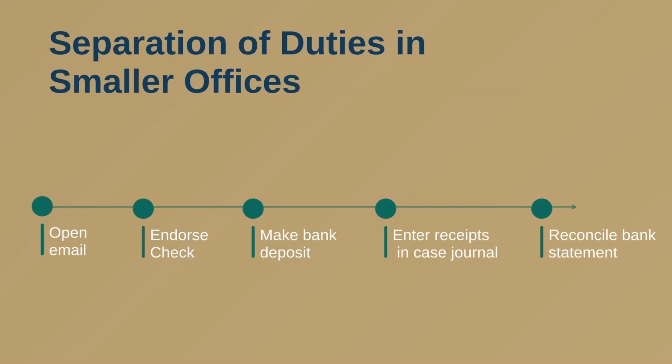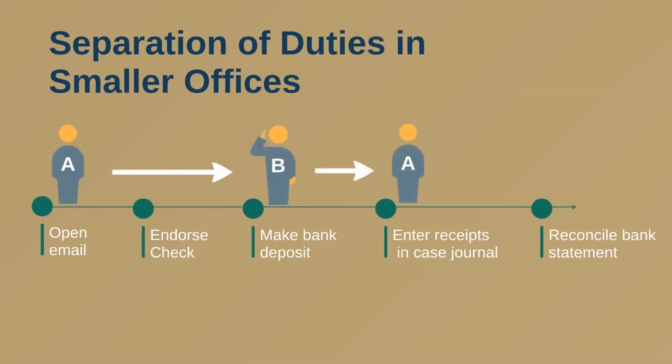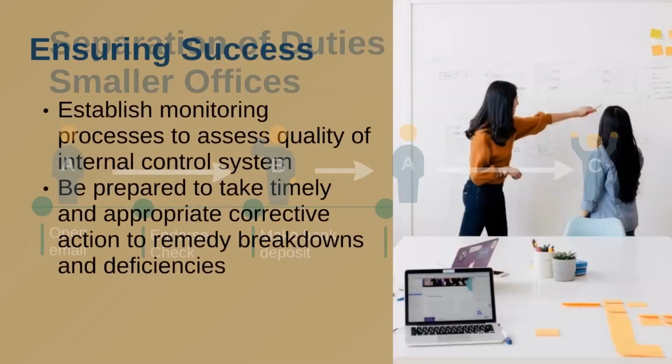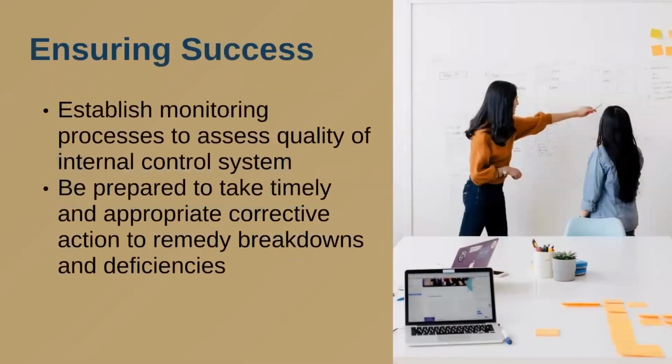A separation of duties would look like this. Staff A would open the mail and endorse checks. Staff B would make the bank deposit. Staff A would enter cash receipts into the cash journal. Staff C, or a third person, such as a grants manager, would reconcile the bank statements and verify deposit amounts into the cash journal.